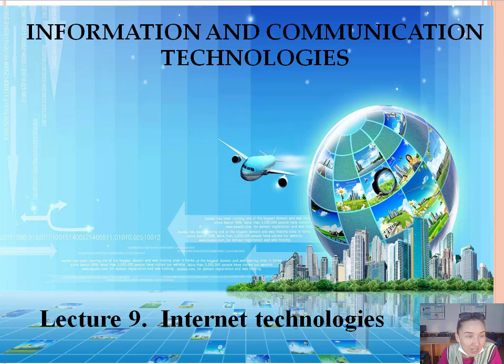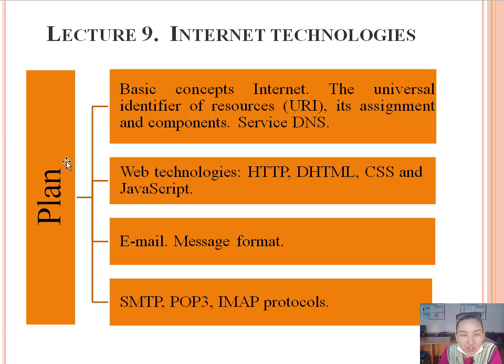The first presentation is about the plan. We have the plan: basic concepts of the Internet, the universal identifier of resources, its assignment and components, services. So you can search for information, you can receive information from each other, and you can find information from different areas, from different sites.